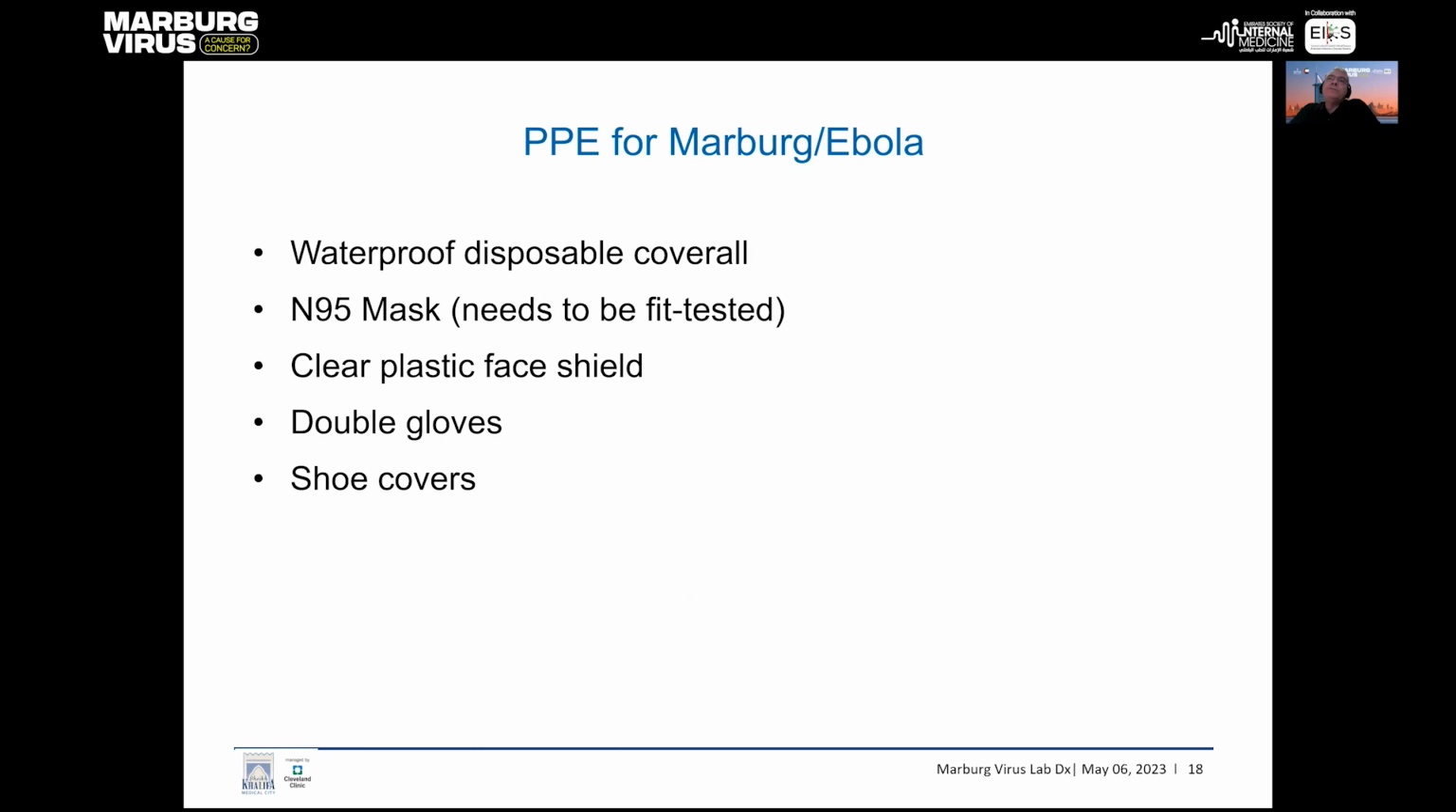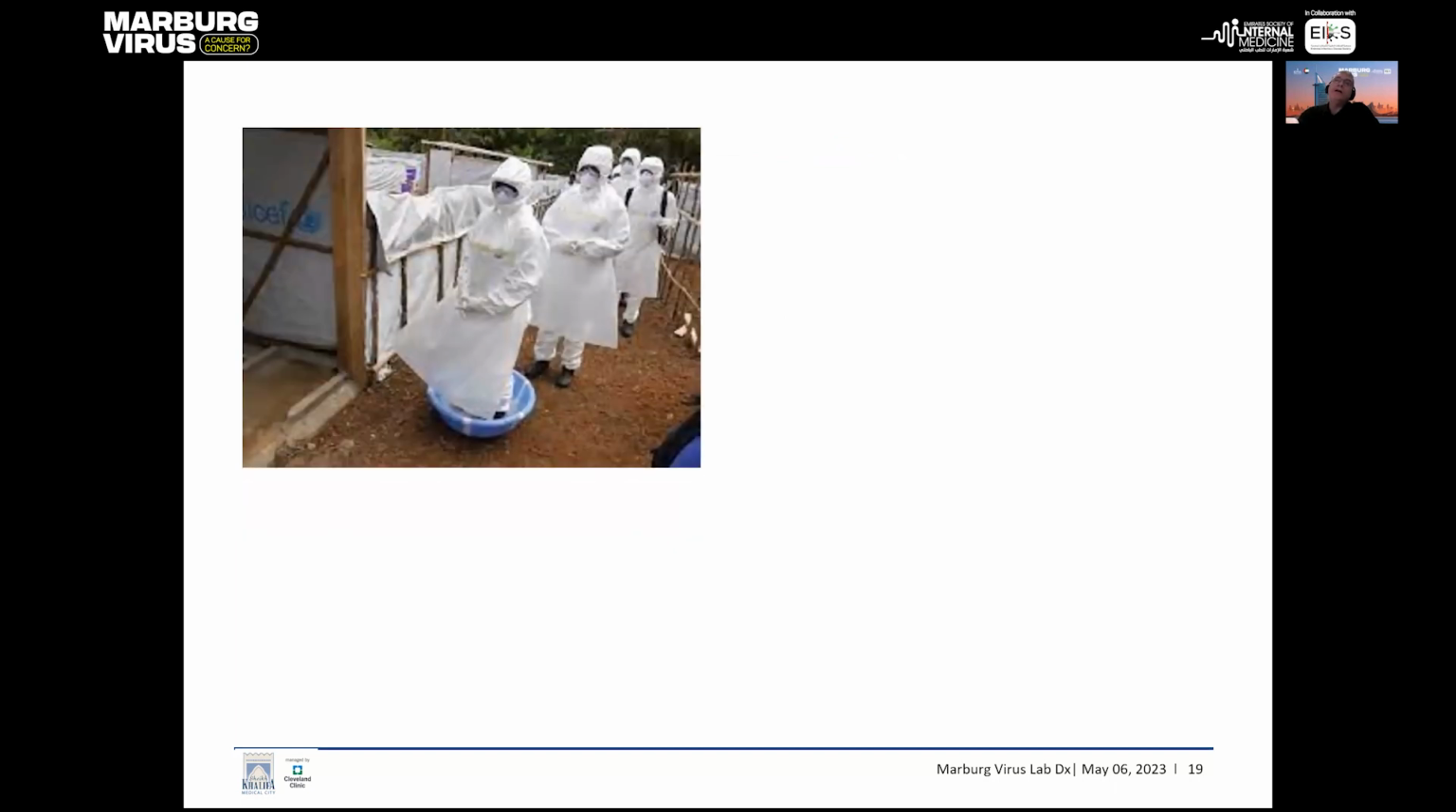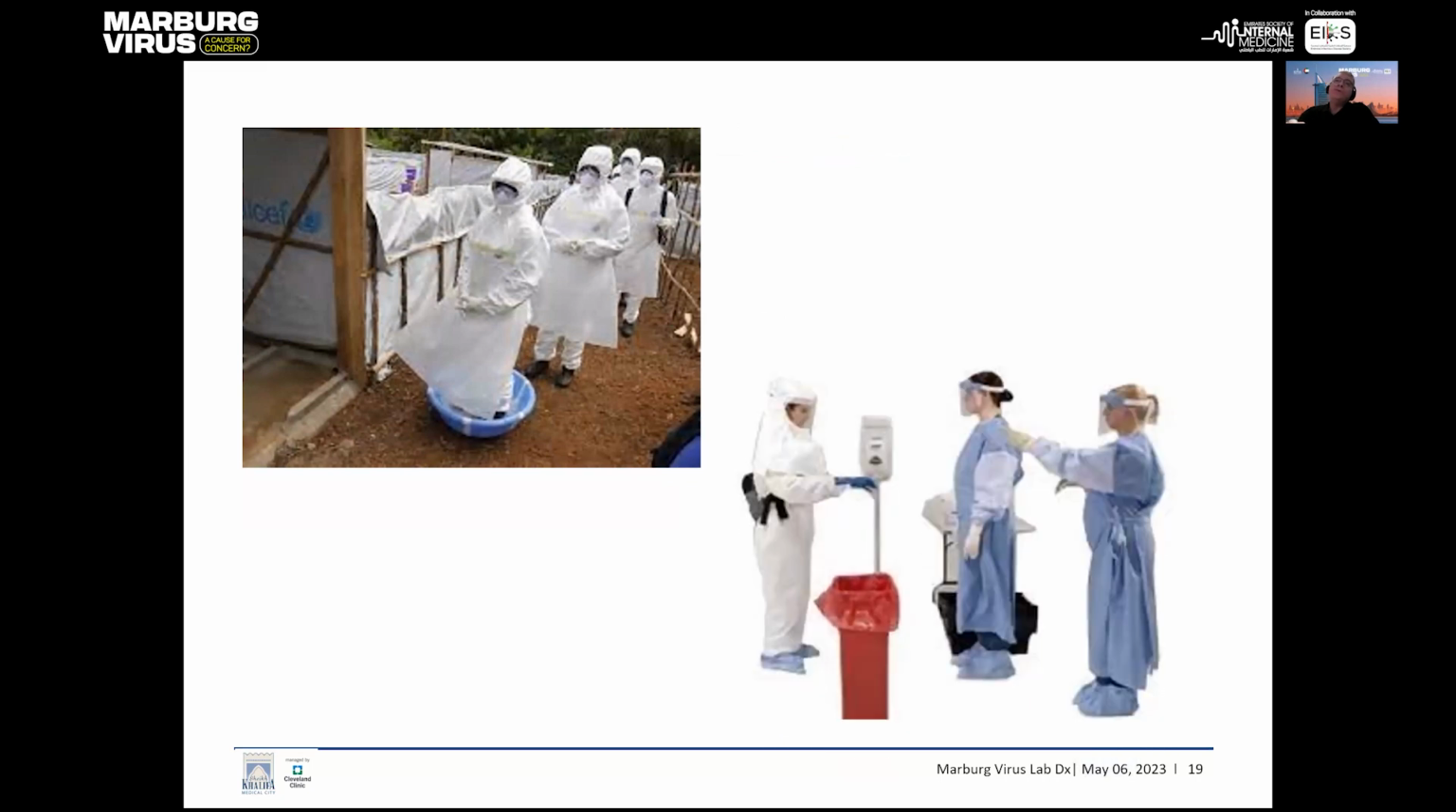What is important to realize is that for any sample that has suspicion of Marburg or Ebola, your staff in the lab needs to dress up properly with the waterproof disposable coverall, an N95 mask, a plastic face shield, double gloving, and shoe covers. And this is a picture of Ebola, how healthcare personnel goes with it. But you see already that in westernized countries, usually they go with these hoods and have an outside oxygen supply.